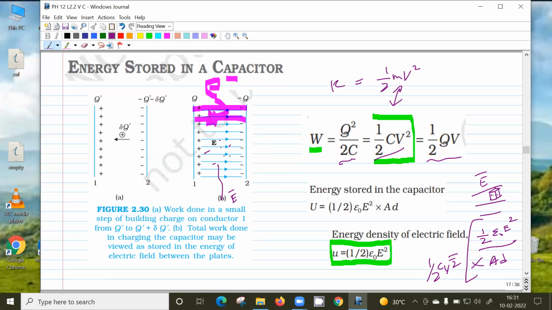That's not difficult to figure out, because if you put C equal to epsilon naught A by d and V as E into d, you know why V is E into d? It is a uniform electric field. So the electric field into the distance will give me a potential difference. This you know, right?